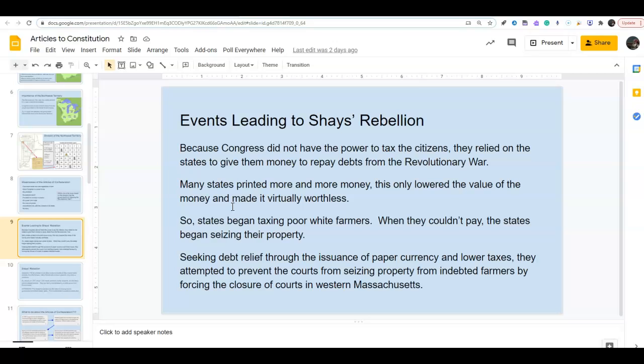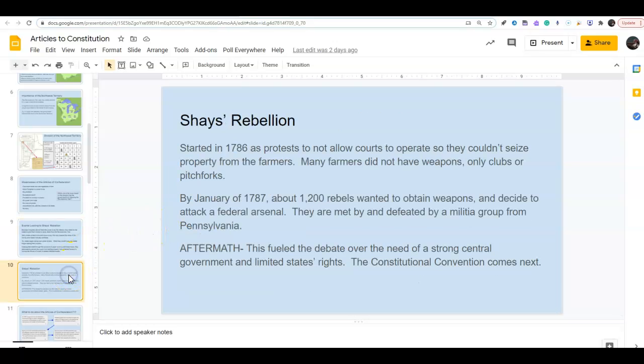So these people who are American citizens who are having their farms taken away basically staged rebellions at many different courts. The problem was they're farmers, and they basically just have pitchforks and clubs, and they need some weapons. So one thing they try to do is they try to obtain weapons by attacking a federal arsenal in Pennsylvania. They're met by a militia group there and defeated. Now, the aftermath of this is important.